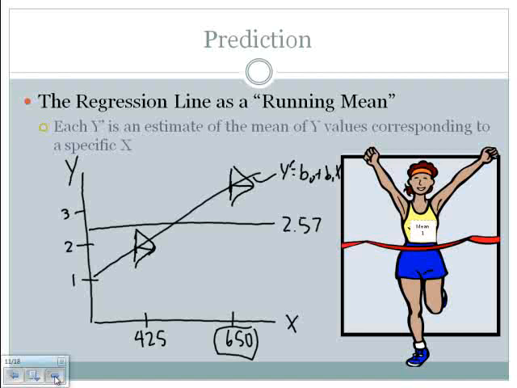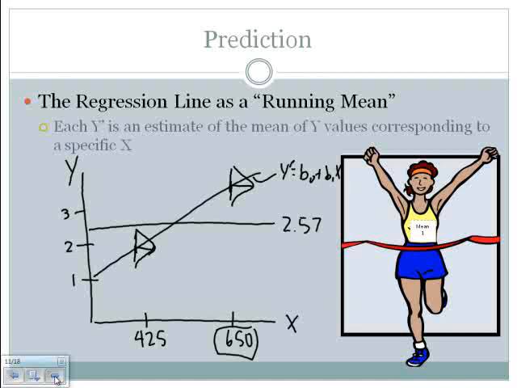For x equals 425, y prime is equal to, what do we say, 1.8. That 1.8 is the best estimate of the mean of the distribution of possible GPAs at that SAT score, at the SAT score of 425.